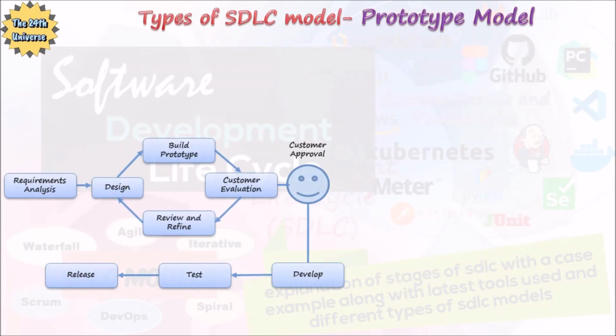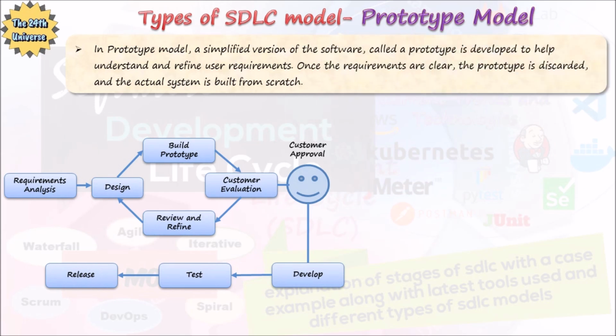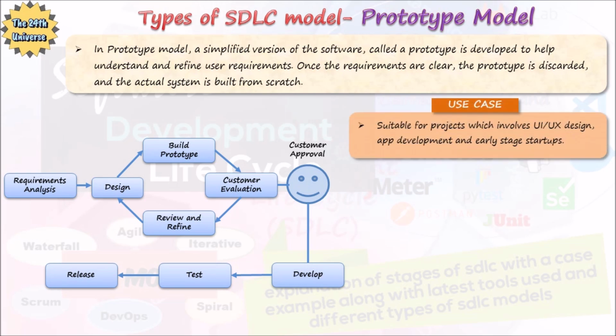The last one we are going to discuss here is the prototype model. In the prototype model, a simplified version of the software called a prototype is developed to help understand and refine user requirements. Once the requirements are clear, the prototype is discarded and the actual system is built from scratch. The prototype model is suitable for projects which involve UI/UX design, app development, and early-stage startups.